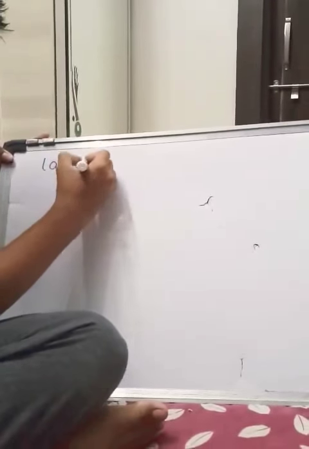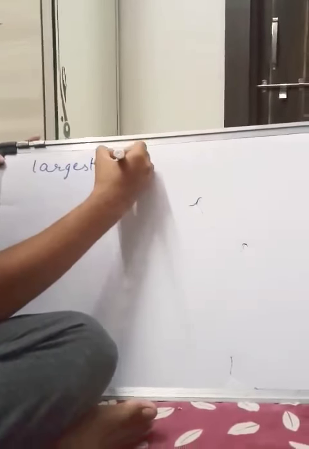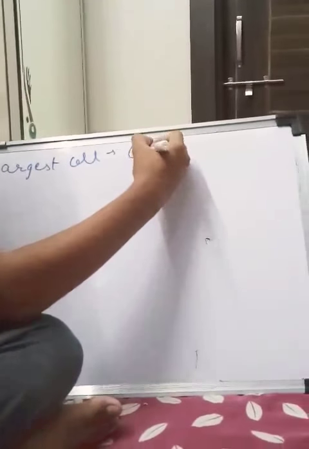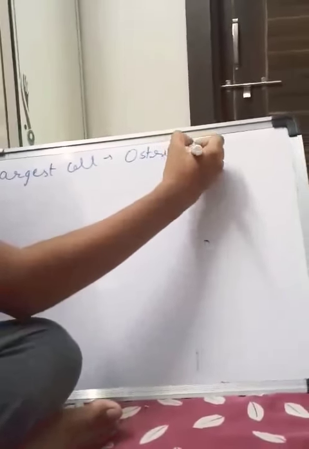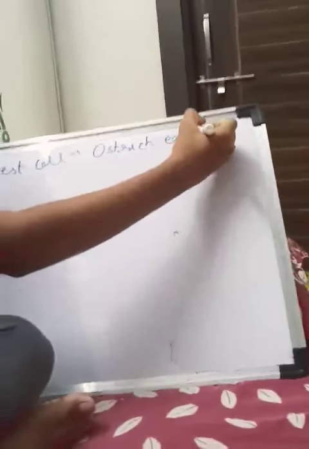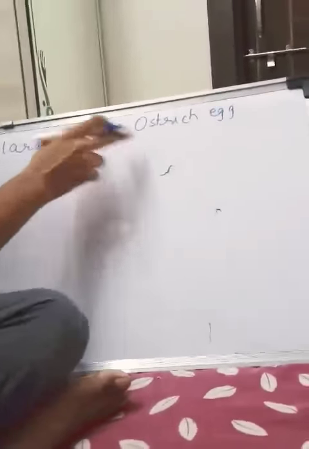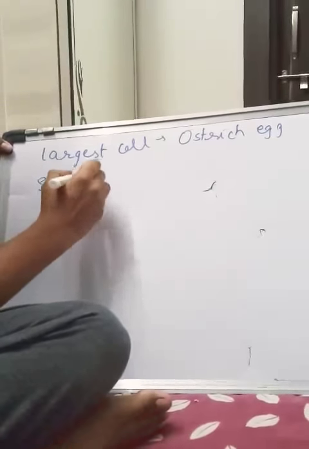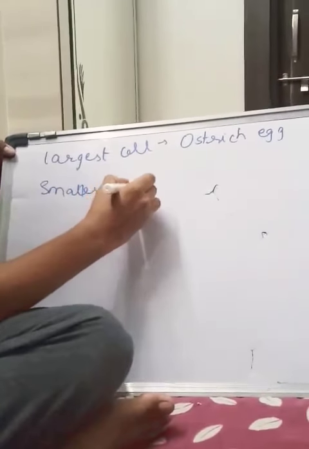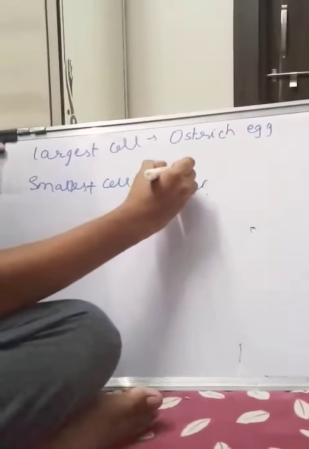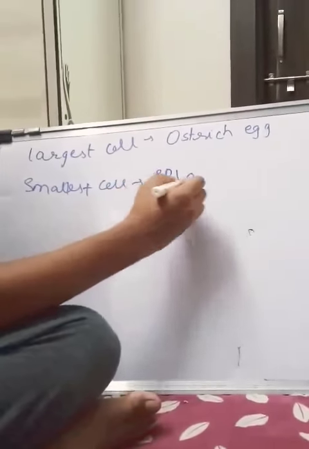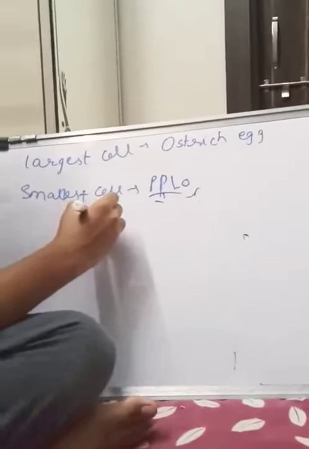The largest cell is the ostrich egg cell. And the smallest cell is PPLO, that is pleuropneumonia-like organisms, and it is mycoplasma.